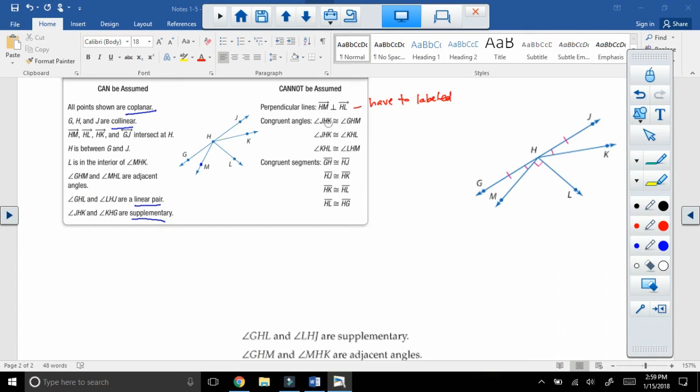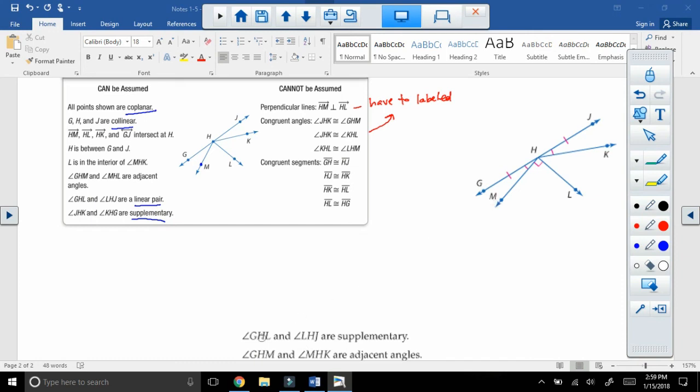You cannot assume congruent angles. Those also have to be labeled in order for you to know it. And you cannot assume congruent segments either. Just because things look congruent or things look perpendicular, you don't know that for certain. Looking at these two questions, I know these are kind of weird questions, but the question would say, can you assume that these are supplementary?